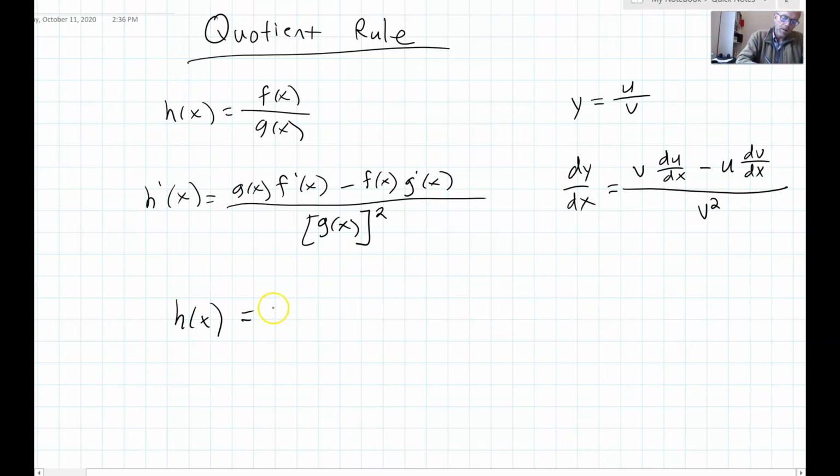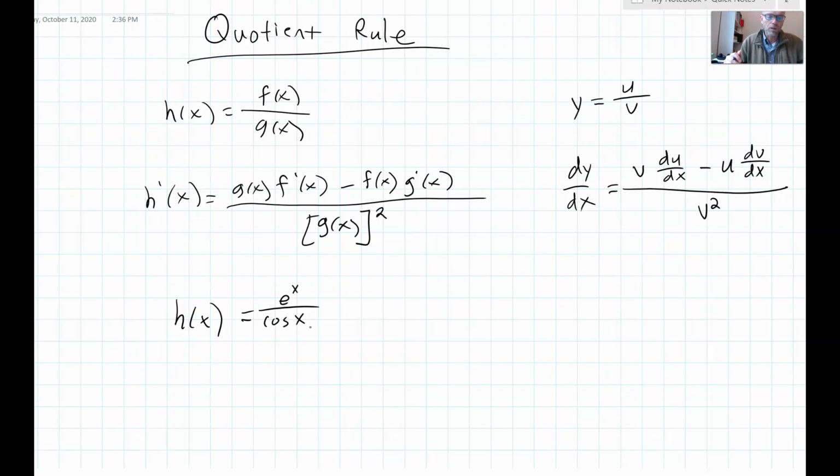Like, for example, let's say I have e to the x over cosine x. Okay? That's a case where there's no way to simplify that. Well, okay, that's not true either, but we'll talk about that in a minute. But this would be a good candidate for the quotient rule.